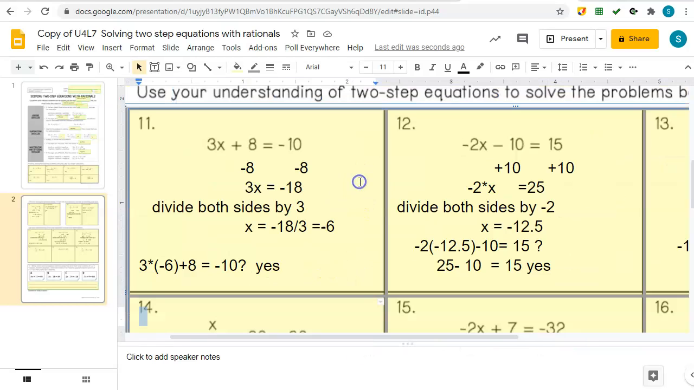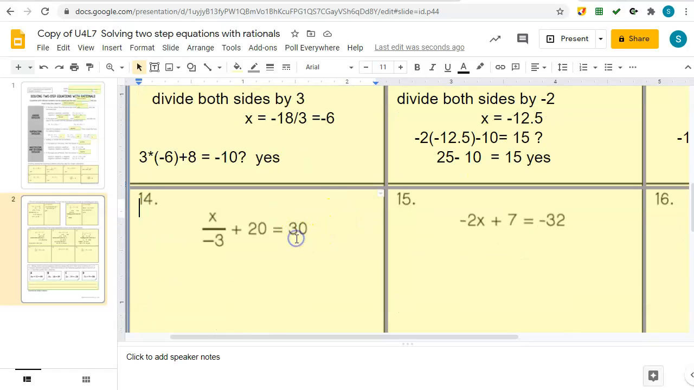Let's take a look at 14. There's 2 operations here. We want to get rid of the negative 3 and the 20. The 20 is easier to get rid of because it's the last operation. What's the opposite of adding 20? That's subtracting 20.